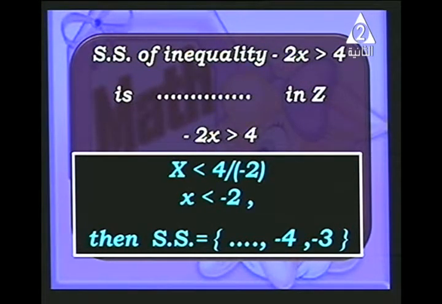In Z, what about the solution set of x smaller than negative 2? It's negative 3, negative 4, negative 5, and so on. So we can say that the solution set is from negative infinity to negative 4 and negative 3. Another example.